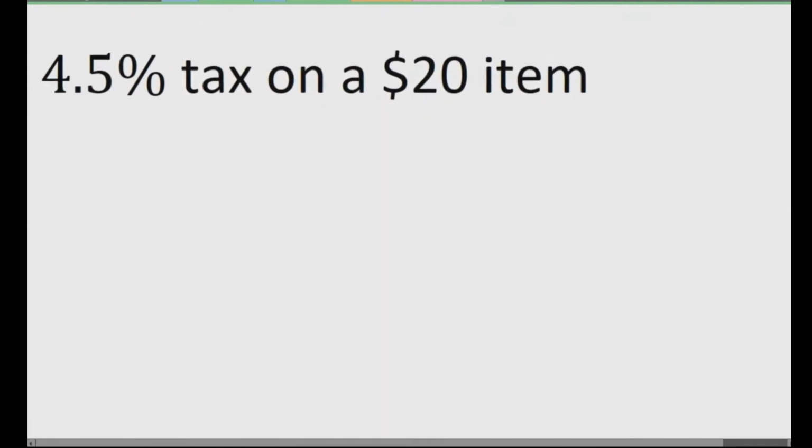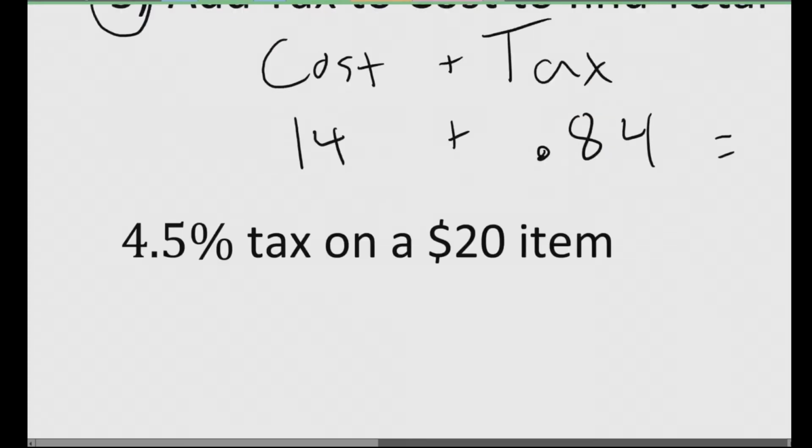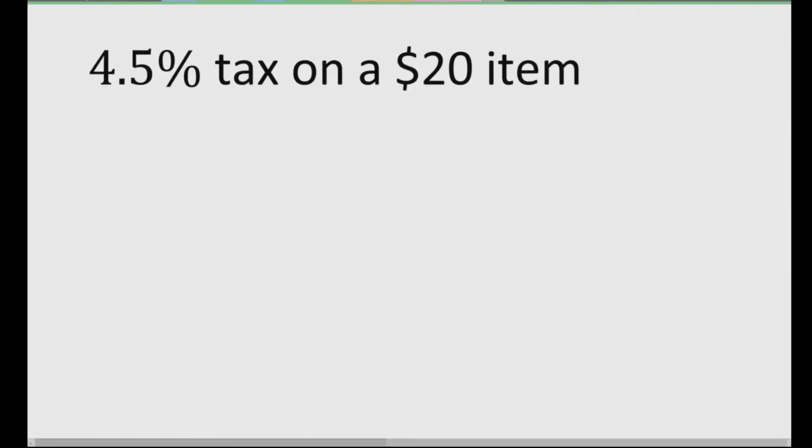And now let's take a look at this next part that a lot of us are still having trouble with. 4.5% tax on a $20 item. So we're going to try to follow the exact same steps. But you might notice a problem over here. Step 1 says we want to convert our percent into decimal, and a lot of you all said 4.5 is already a decimal. Well, this is partially true.